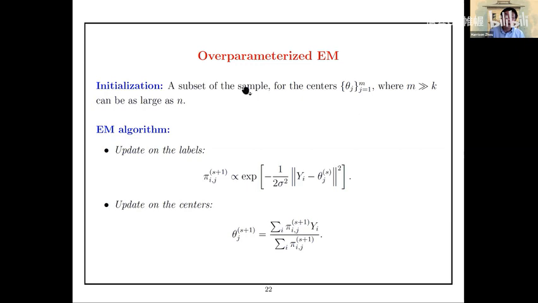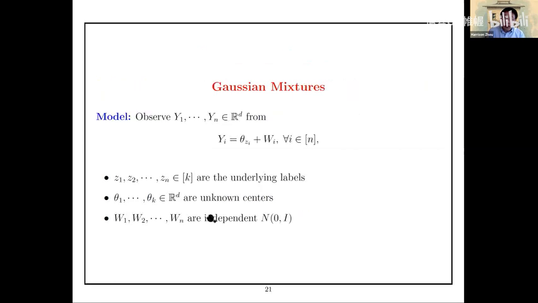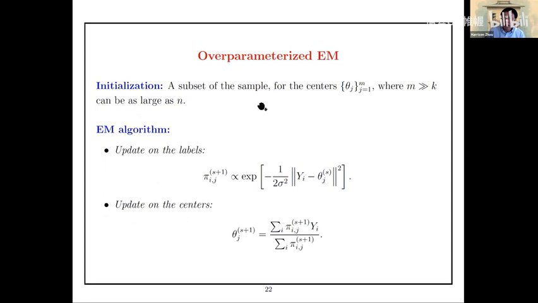There's a reason for us to do that. Actually, this is very critical for the success of the algorithm. We pick M data points from the sample, so that around each true center, you will see some data points at the center of the initializer.